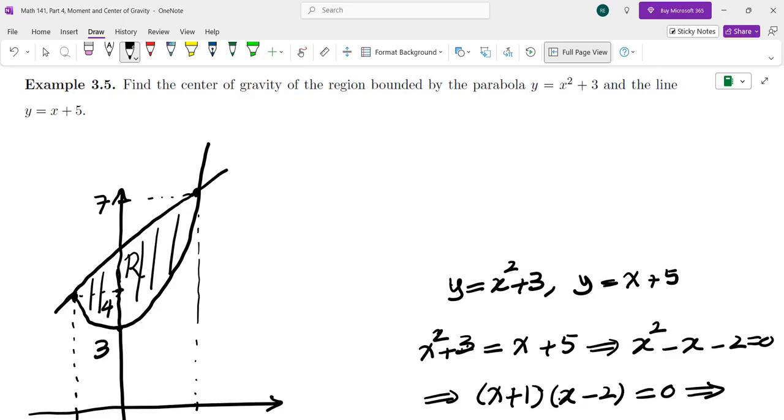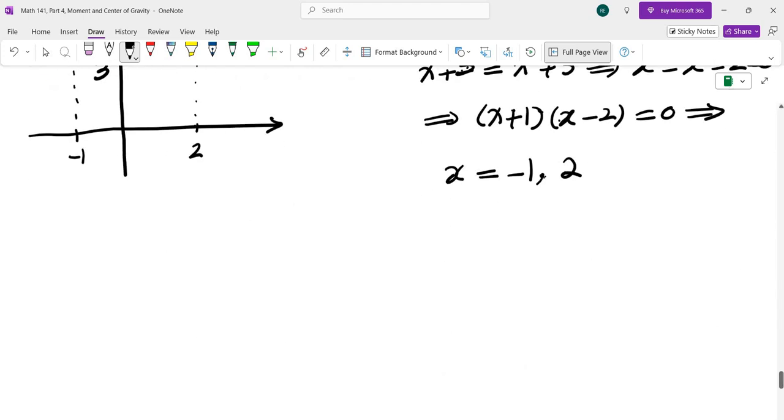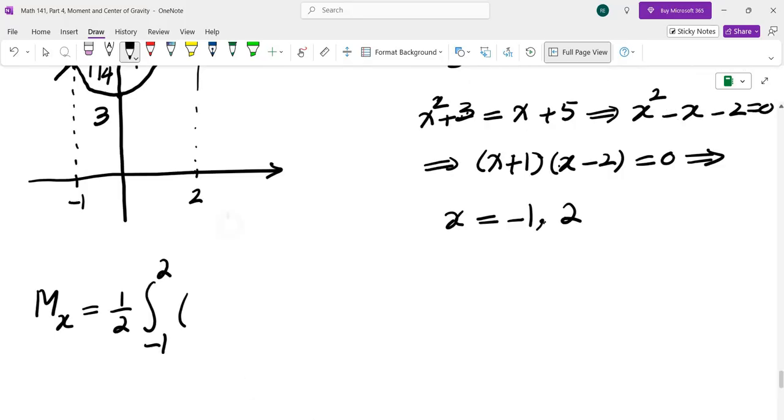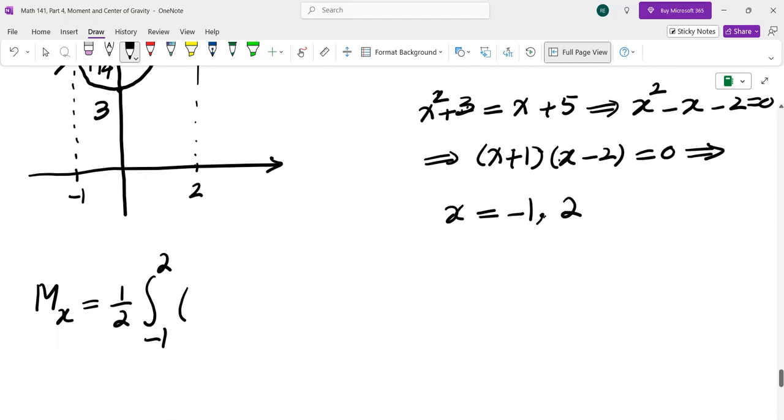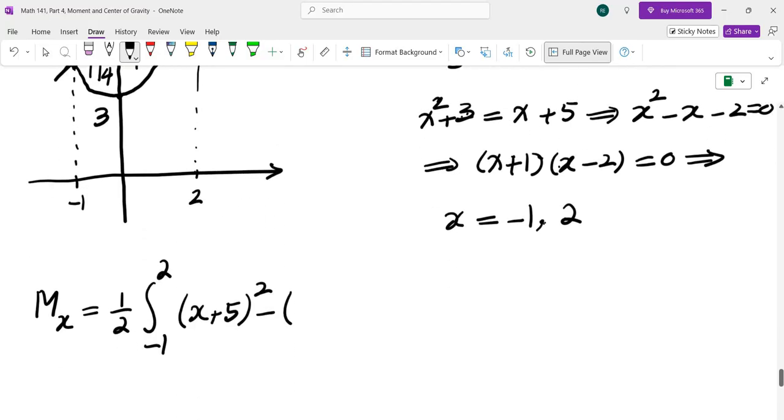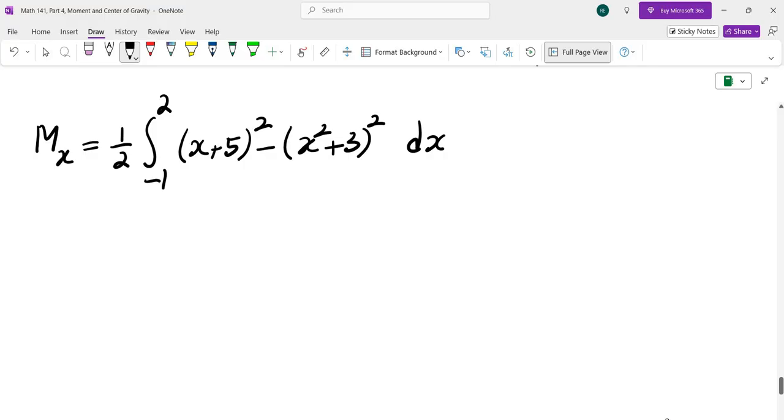Okay, so next we'll have to find the moment. So we have M sub x. M sub x is, again, 1/2 integral. Limits of integration are -1 to 2, of f of x squared. So we have the top one, which is x plus 5 squared, minus the bottom one squared, which is x squared plus 3 squared, dx. This would be the moment with respect to x. I'm going to leave the computation to you, but you have to expand and simplify.